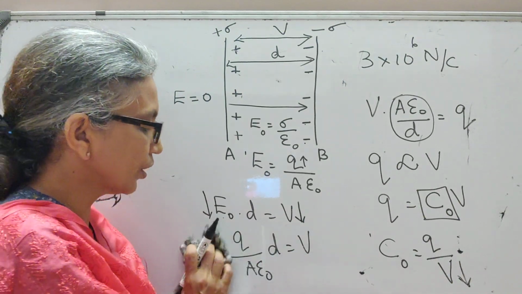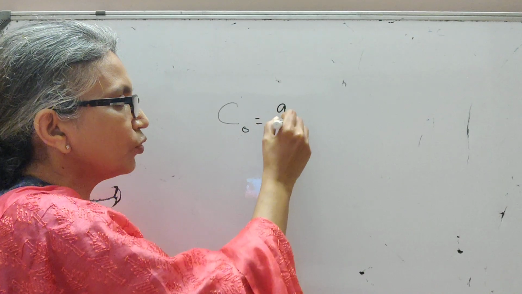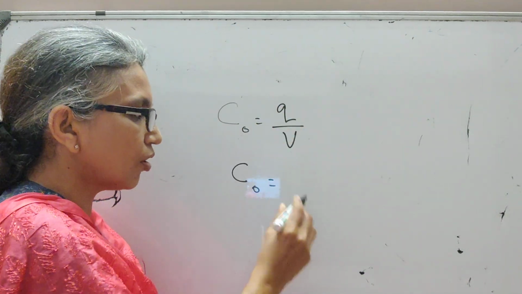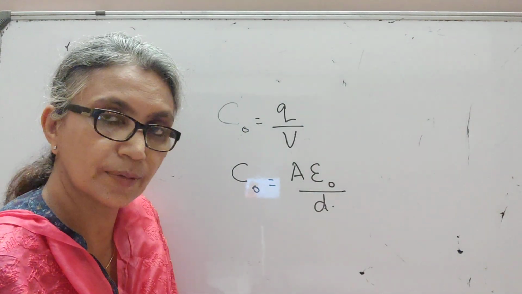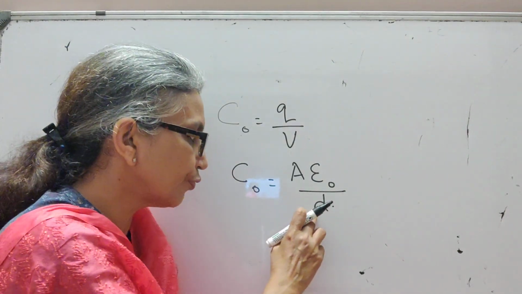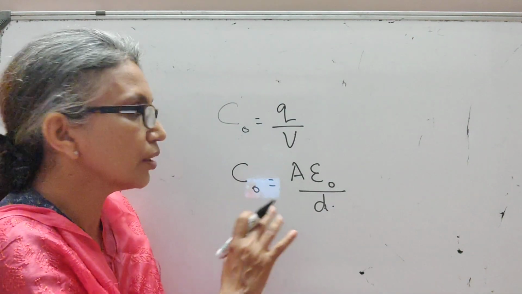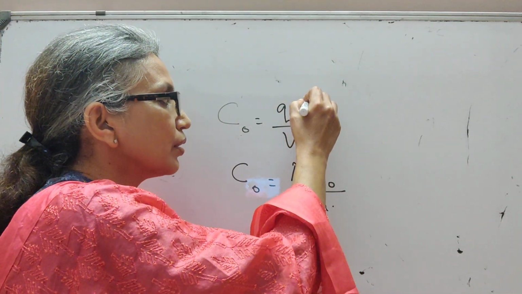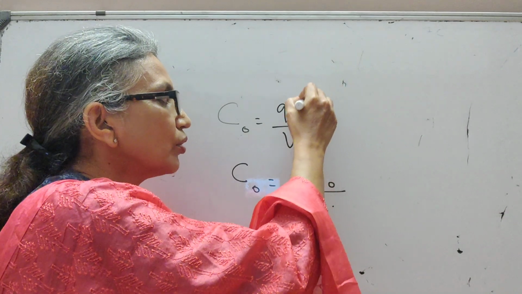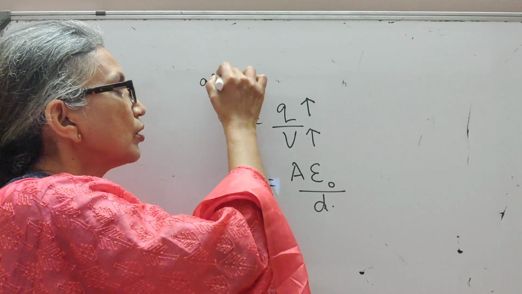Then something else you need to know here is, we have this formula C naught equal to Q by V, but C naught is a constant which depends on A epsilon 0 by D. That means as you make the capacitor, you fix the plate area, you fix the distance between the plates, you fix the medium between the plates, your capacitance is a constant. But as you connect the capacitor in an external circuit, if you increase the potential difference, the charges on the plate also will go on increasing, keeping this C naught a constant.